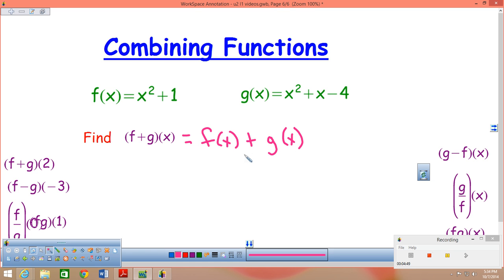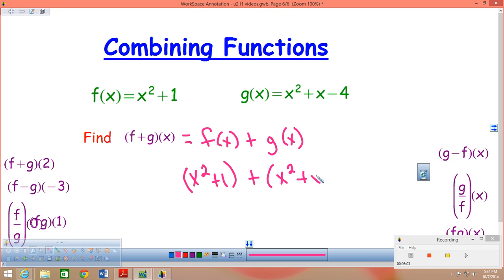Okay? So f of x is equal to x squared plus 1. Okay? Plus g of x is x squared plus x minus 4. Since this is addition, we really don't need these parentheses. Remember that it's that subtraction that you have to be careful of.